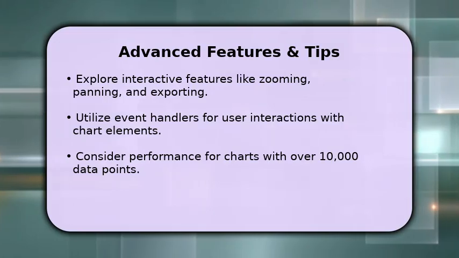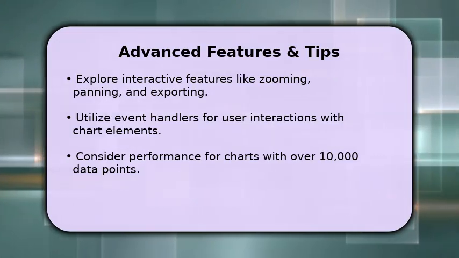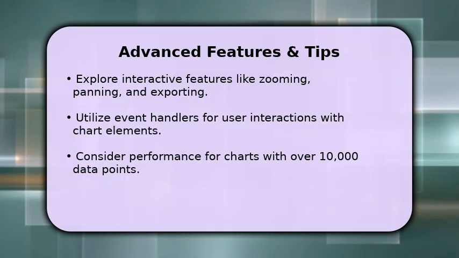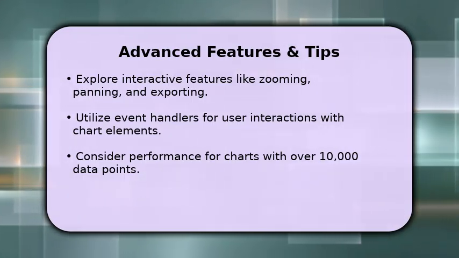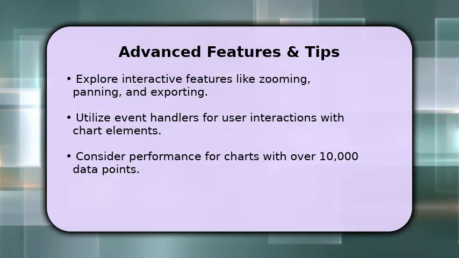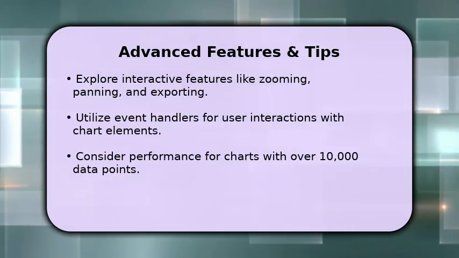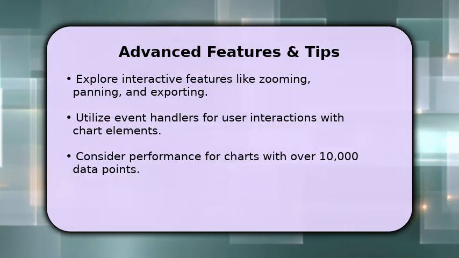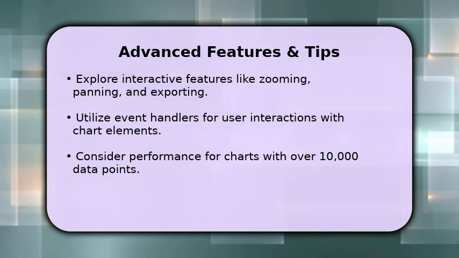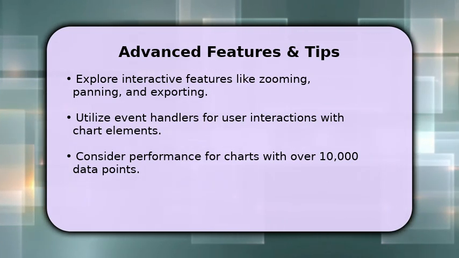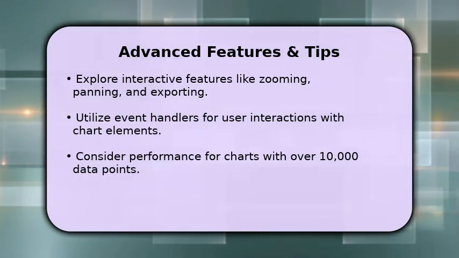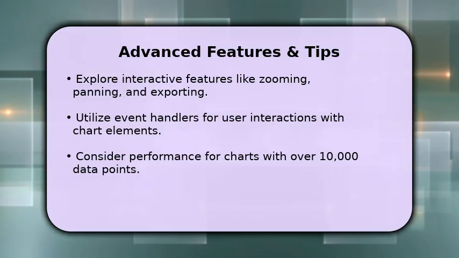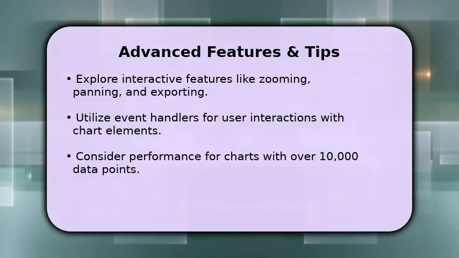Canvas.js offers advanced features such as zooming, panning, and exporting charts as images. These interactive elements enhance user experience and data exploration. You can also implement event handlers to respond to user clicks or hovers on chart elements, adding dynamic behavior. For very large datasets, consider optimizing performance by enabling data point skipping or using a smaller number of data points initially. It's a robust library for diverse needs.